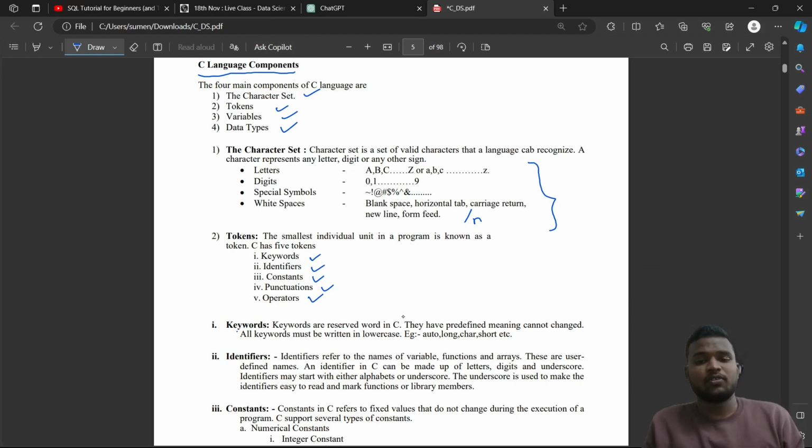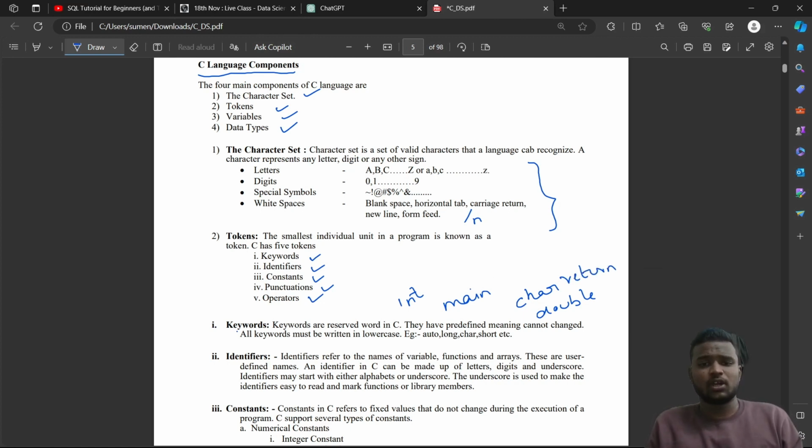Examples of keywords are int, main, and there are so many keywords, like char, and you can see short. We can also see double. We can also see something like return. Return is one of the keywords. So there are so many.